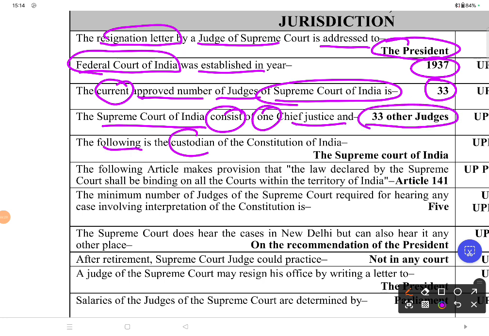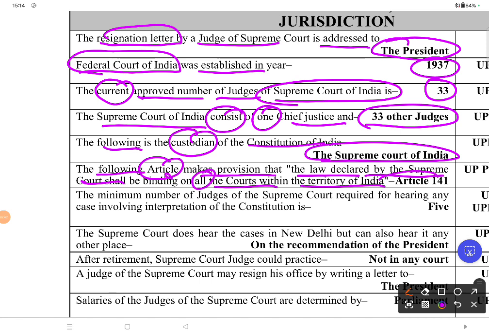The custodian of the Constitution of India is the Supreme Court of India. The article that makes provision that the law declared by the Supreme Court shall be binding on all the courts within the territory of India is Article 141. The minimum number of judges of the Supreme Court required for hearing any case involving interpretation of the Constitution is 5.